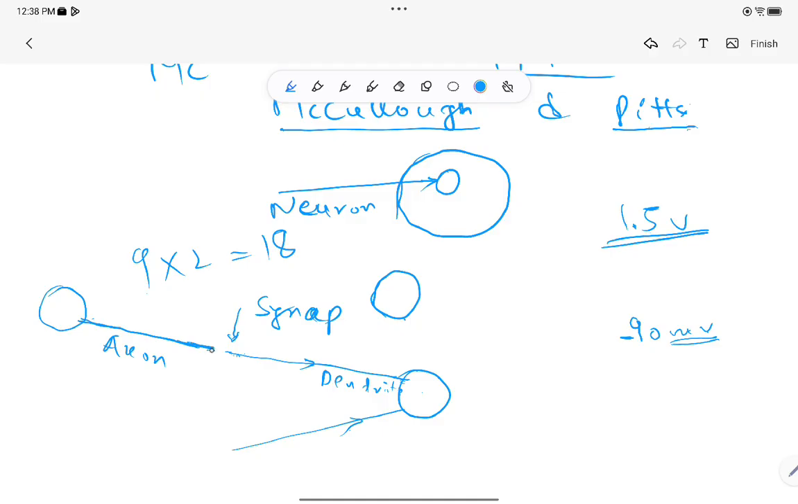releases some chemical substances into this gap. This is the gap. It releases chemical substances into the gap. These chemical substances are called neurotransmitters. And these neurotransmitters then travel towards this end. They are released here and go to this end. When they go to this end, they trigger something there, so that a current then flows again from this.